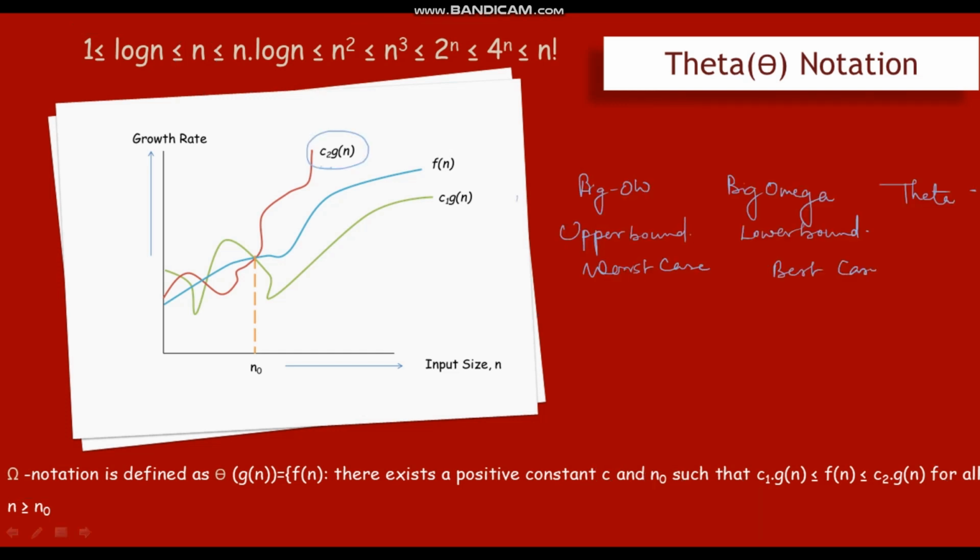To summarize what we have done till now, we have studied three asymptotic notations. Big O represents the upper bound and the worst case, big omega shows the lower bound and the best case, and theta shows the average case. Asymptotic notation we have done for the a priori analysis.